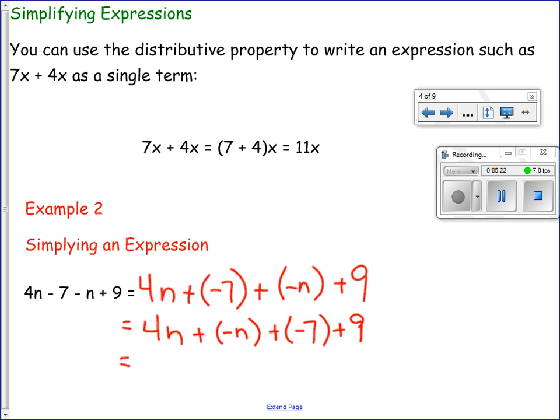4n plus negative n is 3n. If you have 4 n's and you take 1 away, because there's an understood 1 in front, 4n minus 1n is 3n, plus, if I want to combine my constants, negative 7 plus 9 is what? 2. So when you simplify this expression, it would be 3n plus 2.